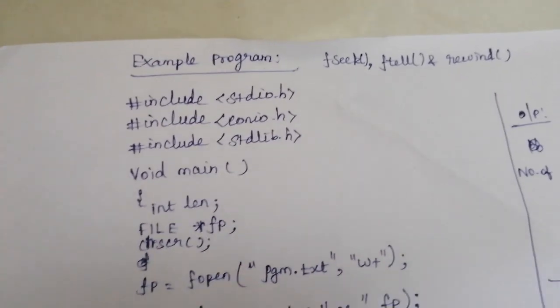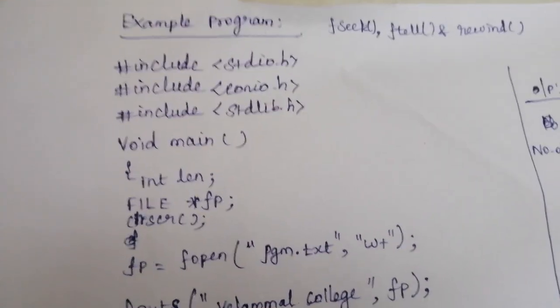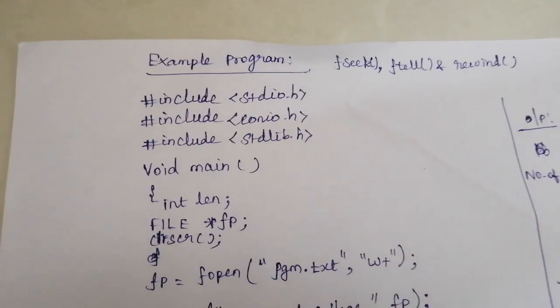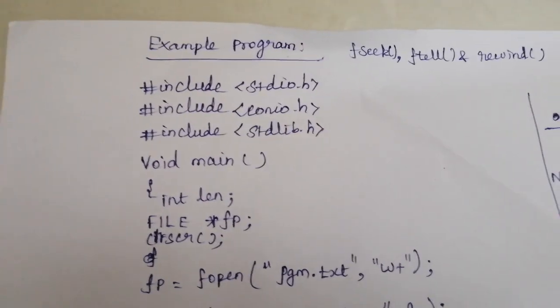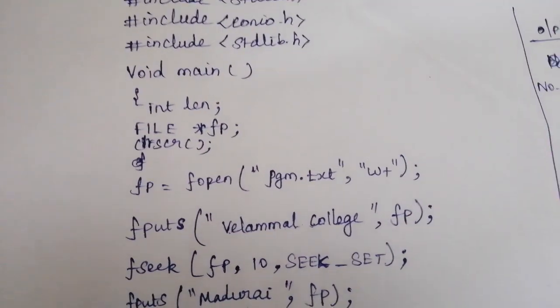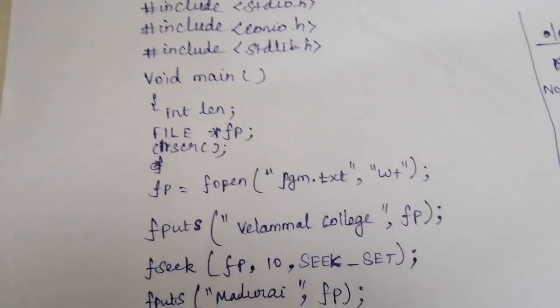This program deals with those operations like fseek, ftell, rewind. In all C programs, the very first statement will be the header files, so those header files need to be included here. Next you can start the main function. Inside the main function, you have to declare the file pointer. So here the file pointer is fp.